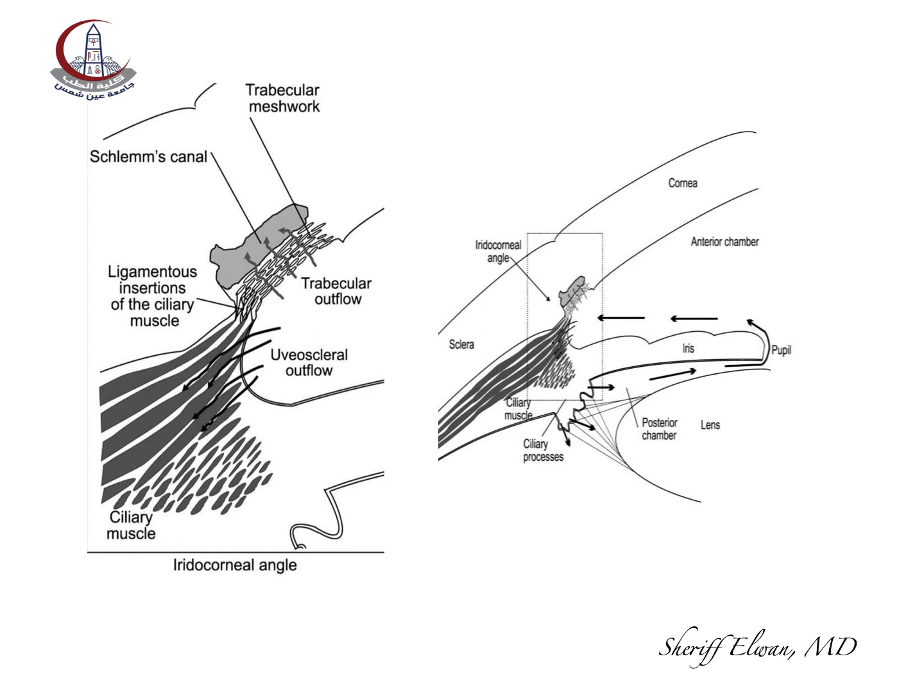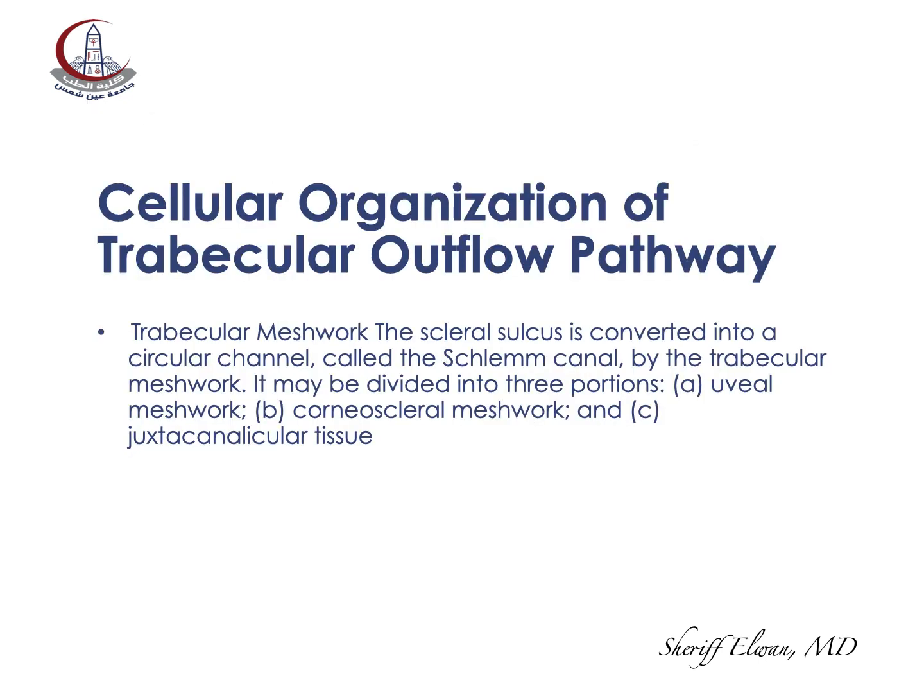And this here is showing again the two pathways, one through the Schlemm's canal and the second through the root of the iris. And as you know from your anatomy course, the scleral sulcus is converted into a circular channel, that is the Schlemm's canal, by the trabecular meshwork, and therefore the trabecular meshwork in this area can be divided into three portions: the uveal, the corneoscleral, and the juxtacanalicular tissue.